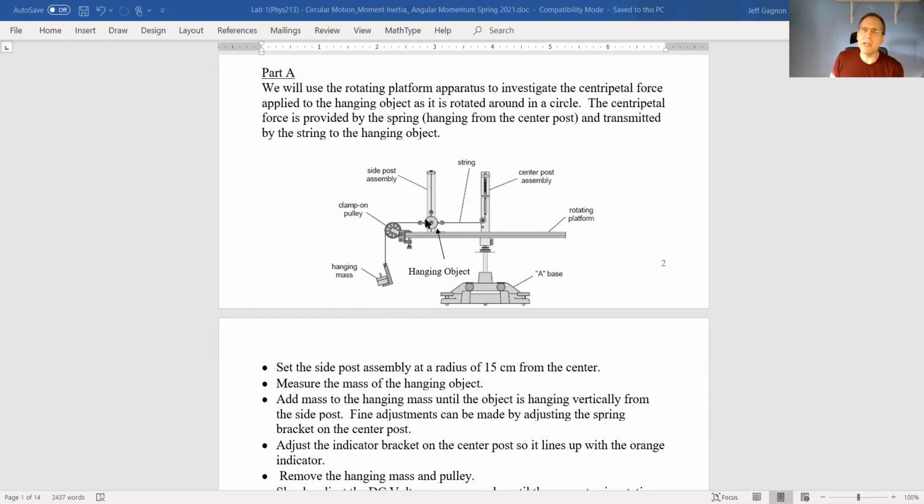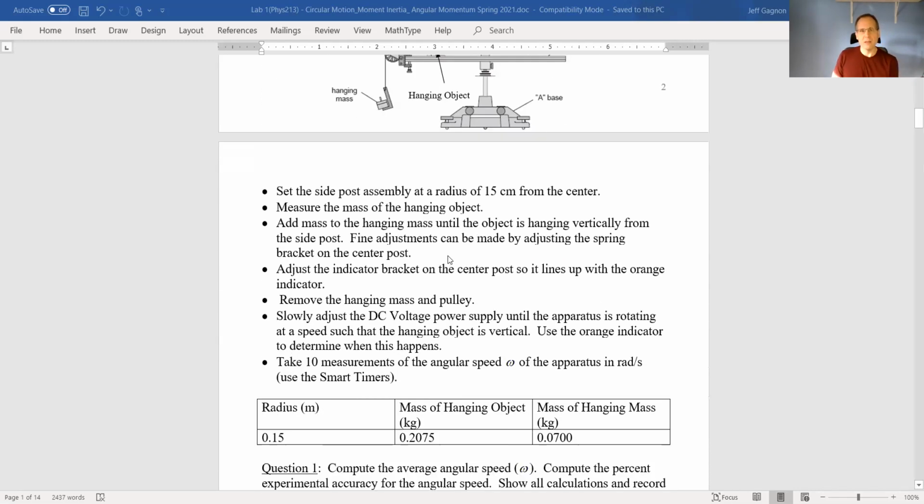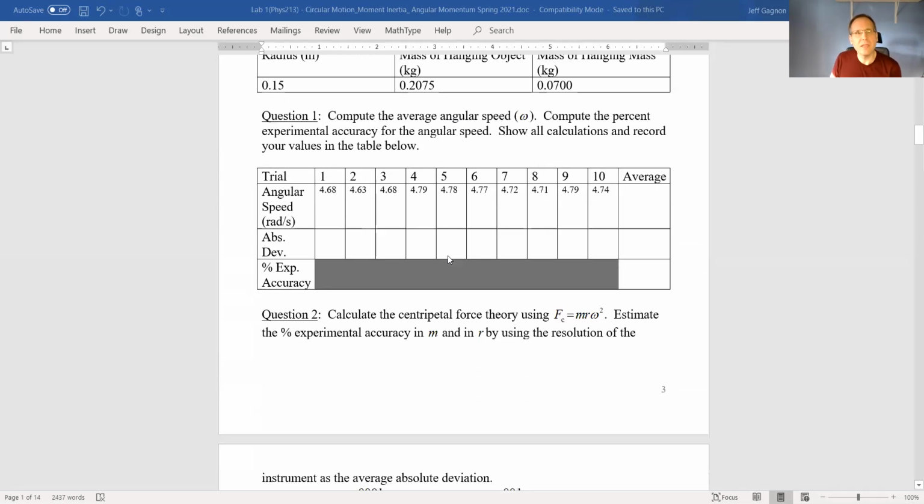And what I'm measuring is what that omega is, what that angular speed is, such that this hangs vertically. So if you look at this table here, I did 10 trials, and this is the angular speed. So this is omega for each of those trials. And it's in radians per second. So 4.68 radians per second, 4.63 radians per second, and so on.